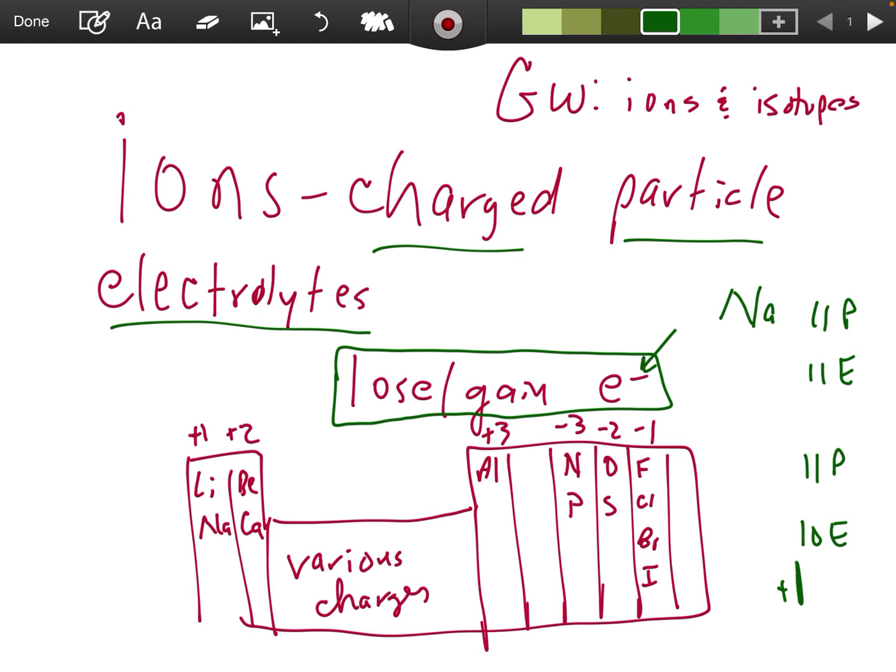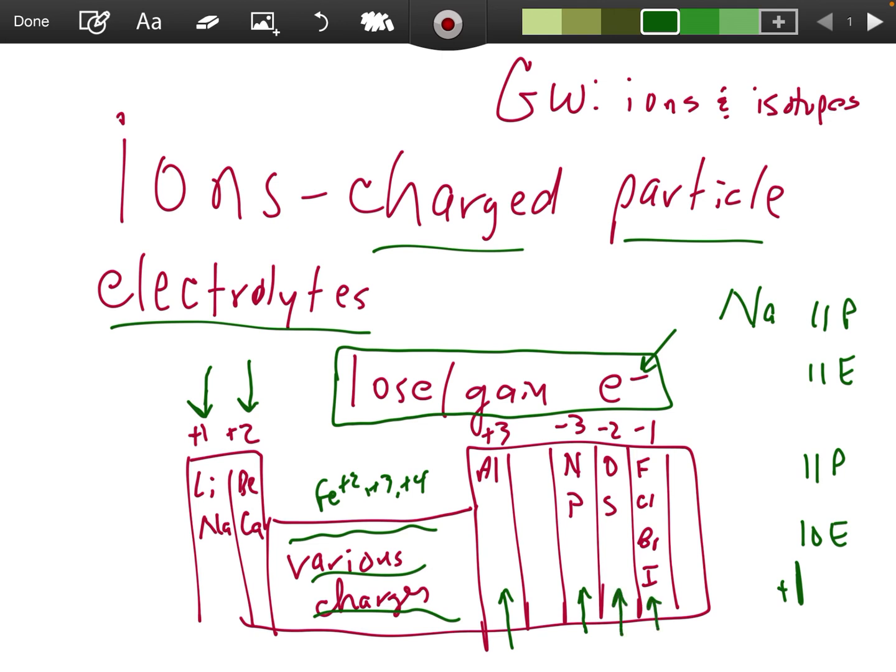Everything in this group right here wants to be +1. Everything in that column wants to be +2. These atoms can have all kinds of charges. Iron can be +2, it can be +3, it can be +4. Everything in this group wants to be +3, and then it sort of reverses itself and goes 3, 2, 1.